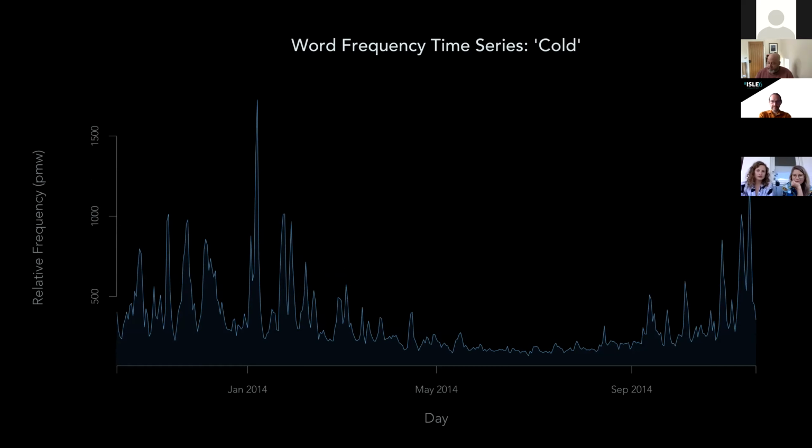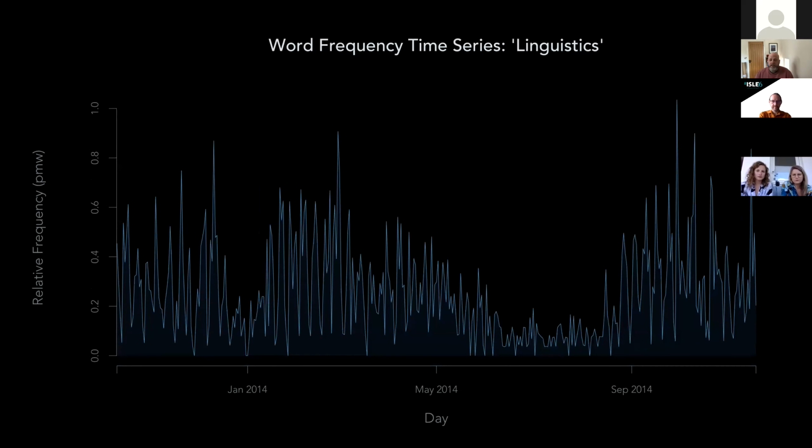I'll come back to some of these examples. One more of these for fun. So here's "linguistics". Now this looks fairly random at first. You can see there are some ups and downs. It's hard to see exactly what's happening, but there's definitely something happening here. You can also see this is a very infrequent word, generally less than 1 time per million words, and so this isn't the most reliable time series.